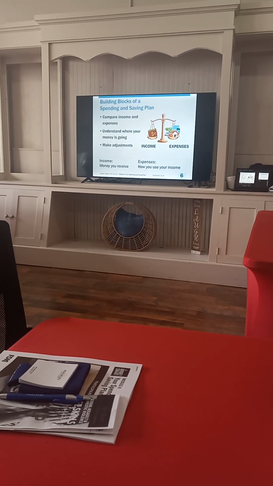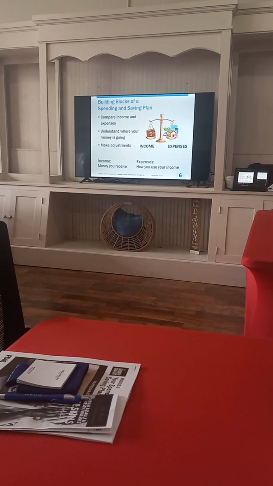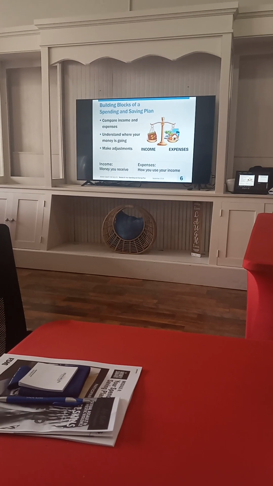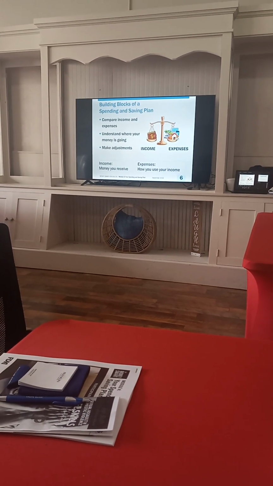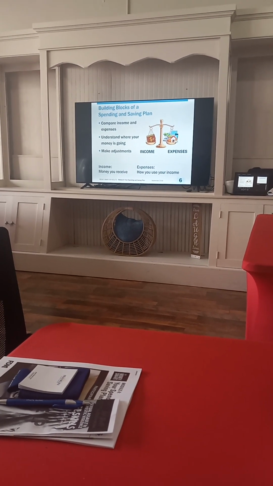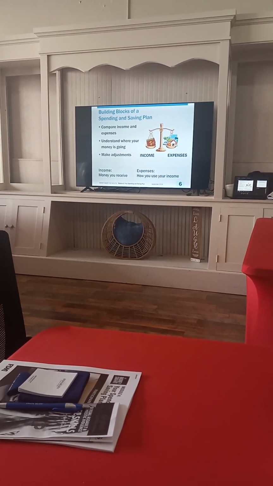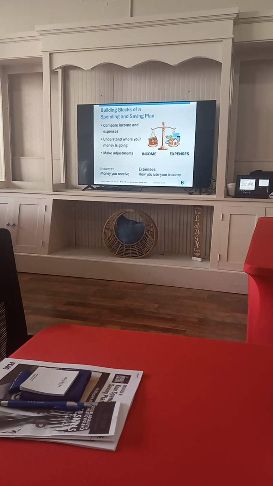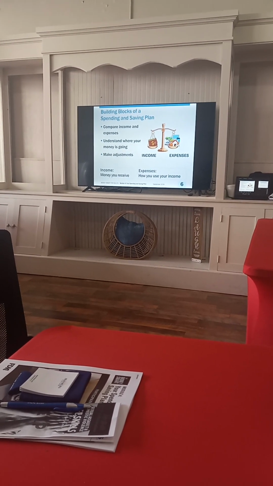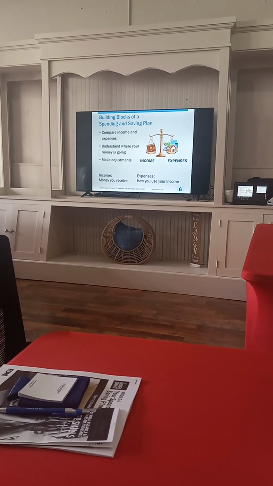So, start off by comparing your income versus your expenses. We're also going to understand where our money is going. It will surprise you, and I've said this probably every month: if you write down where your money is going, it will surprise you how much you're spending at different places. It kind of makes me sick how much I spend at some places, and I kind of want to ignore it. But by doing that, we can make adjustments. Everybody knows your income is the money you receive, and expenses are how you use it, what goes out.